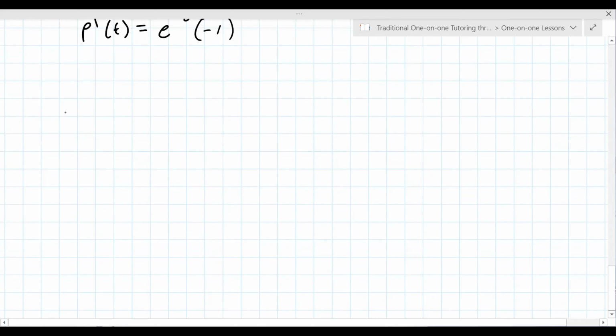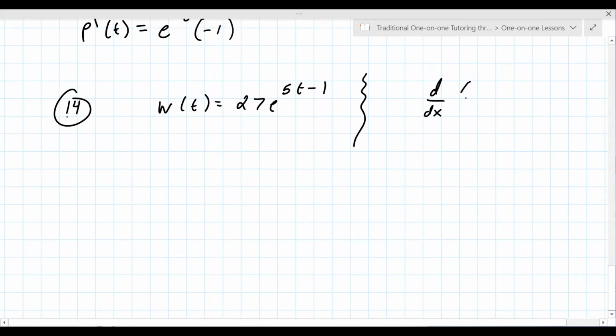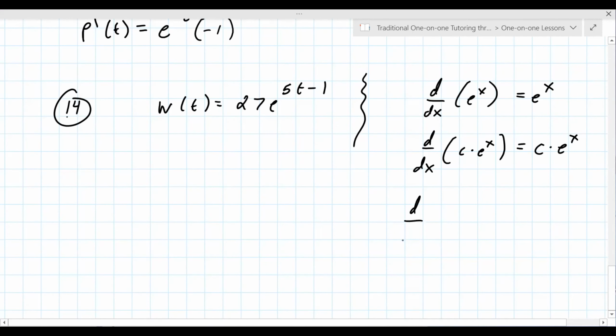All right, so number 14 is W of t equals 27 e to the 5t minus 1. So now off to the side here, let me just remind you of a few things. d dx of e to the x is itself. And if you have a number in front, like 27 in this case, the derivative is the number times e to the x. But what you have here is slightly different. You have an e to the u. So that constant comes with it. It's e to the u times u prime.